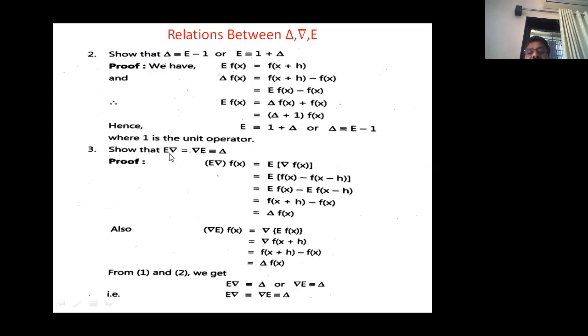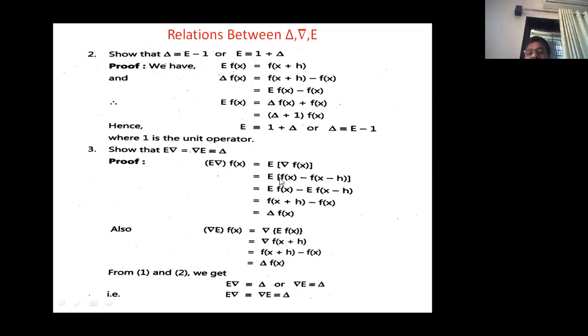So the next example is show that E del is equal to del E is equal to delta. So in order to show this, show E del f(x) is equal to del E f(x) is equal to delta f(x). Find the value of all these three separately. First, find E del f(x). What is E del f(x)? It is E of del f(x), by using the definition of composition of two functions. What is the definition of composition of two functions? (f o g)(x) is f(g(x)).